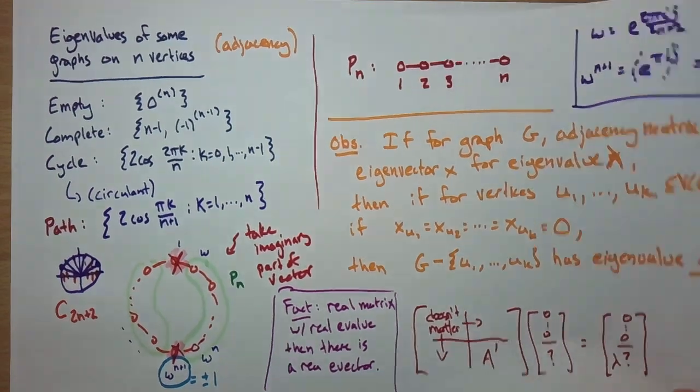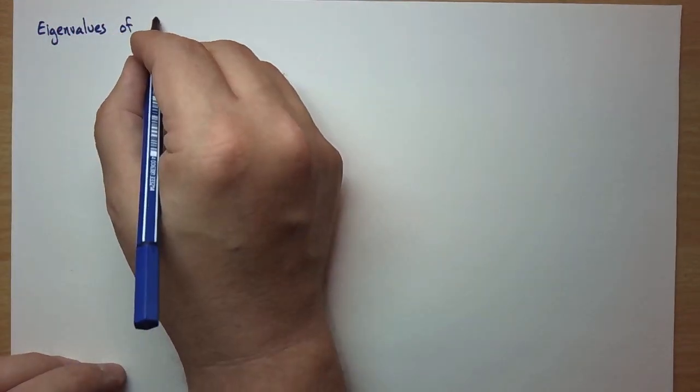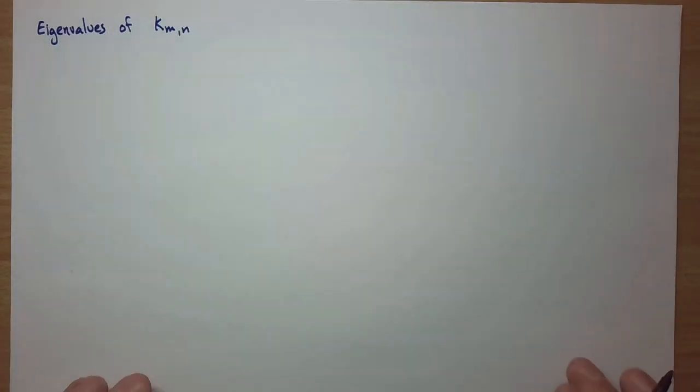Another entry in our list. Okay, so now let's switch, and instead of doing a graph on n vertices, let's look at the eigenvalues of another nice family of graphs, which we call K_{m,n}. These are known as the complete bipartite graphs.